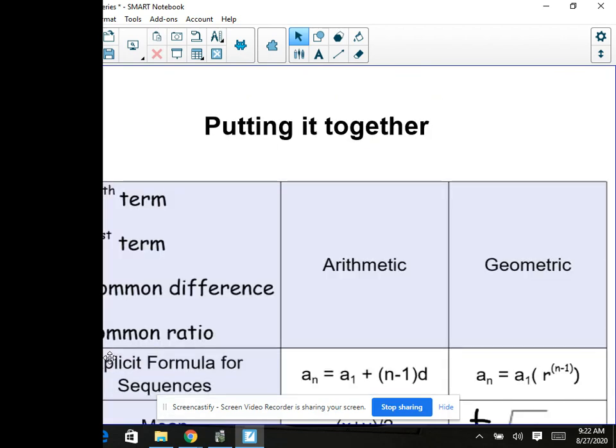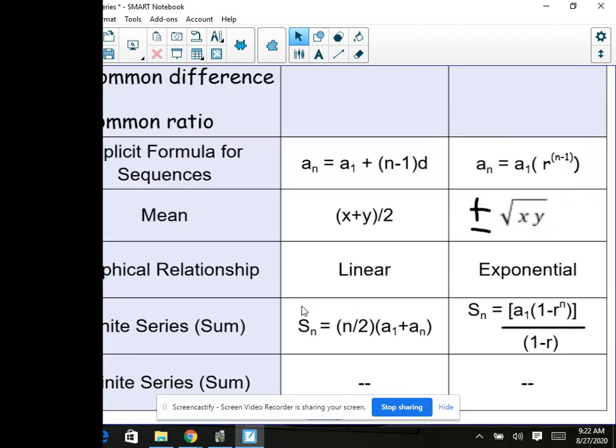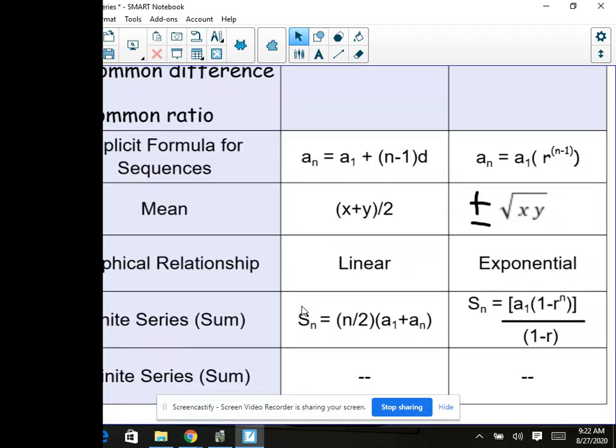All right, so we have so far all of this information. What we are missing, we're not going to do the infinite series of an arithmetic, but we are going to do it of a geometric tomorrow, okay? So go ahead and get out your homework, and let's get started on that.